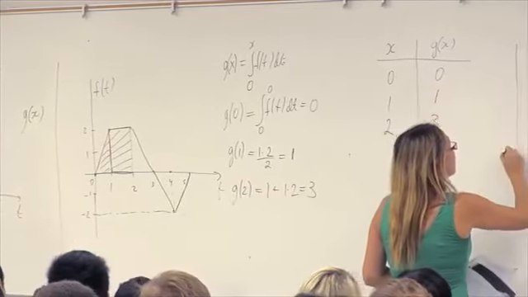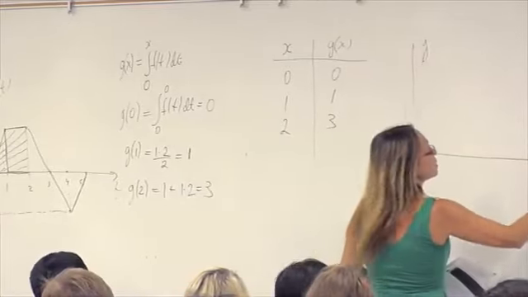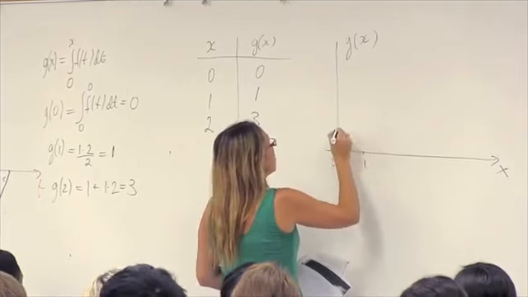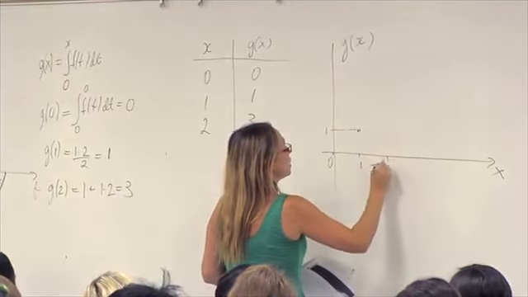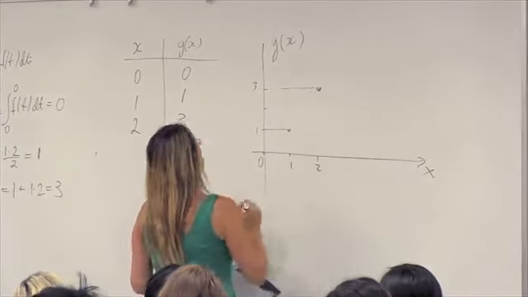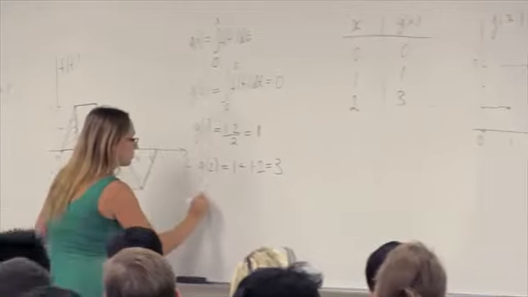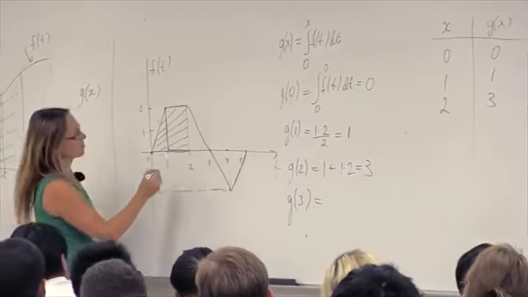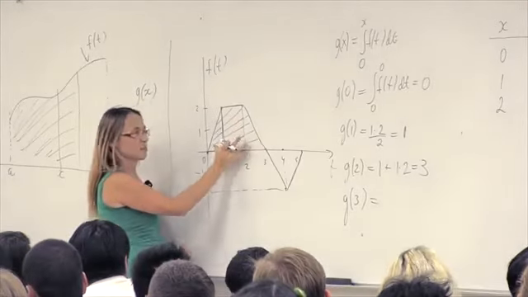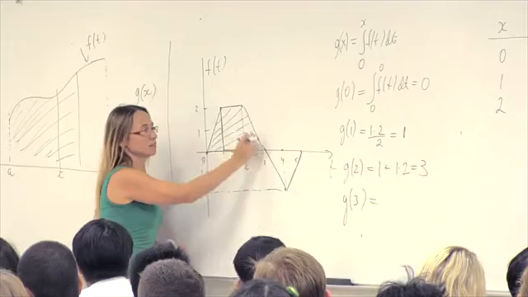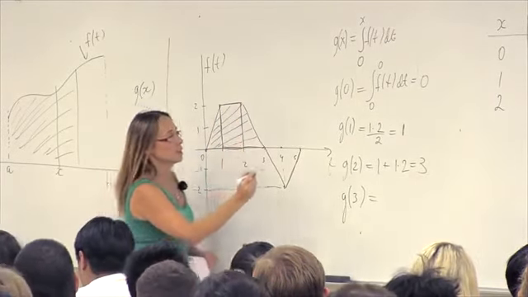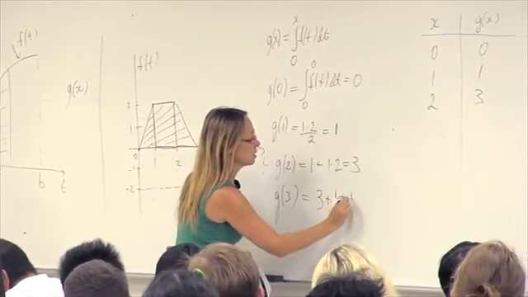I can also start drawing g of x. I already know the values at 0, at 1, and at 2 is 3. g of 3. I have to integrate some more, so I add this other triangle. It's the same as the first one. The area of this triangle is 1/2 times 1 times 2, which is 1, because the height is 2. So this is 3 plus 1 is 4.